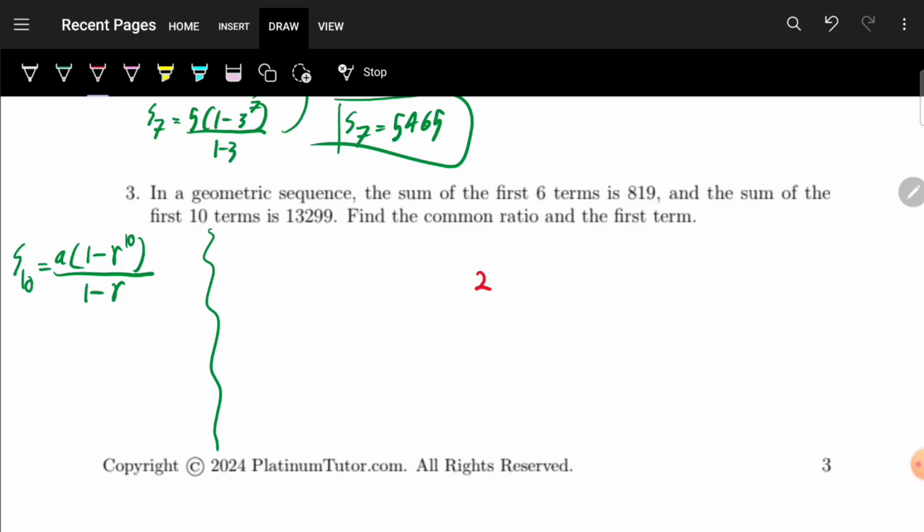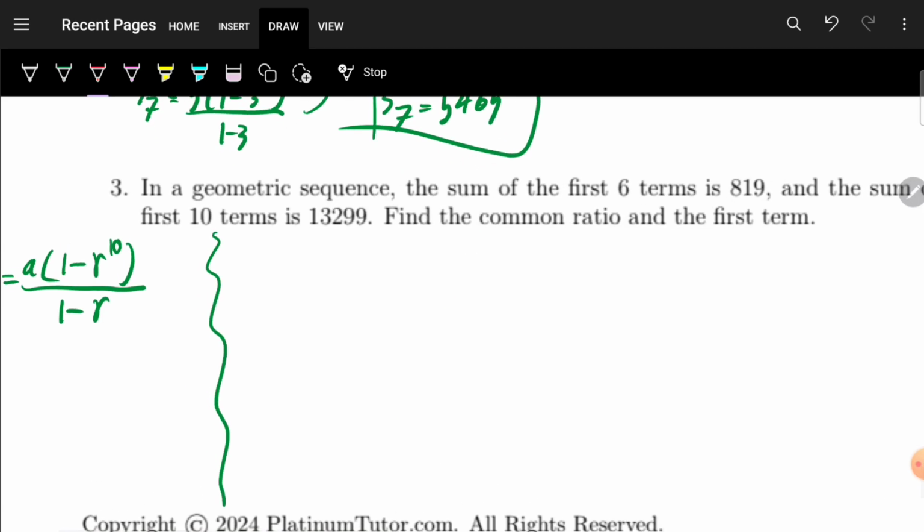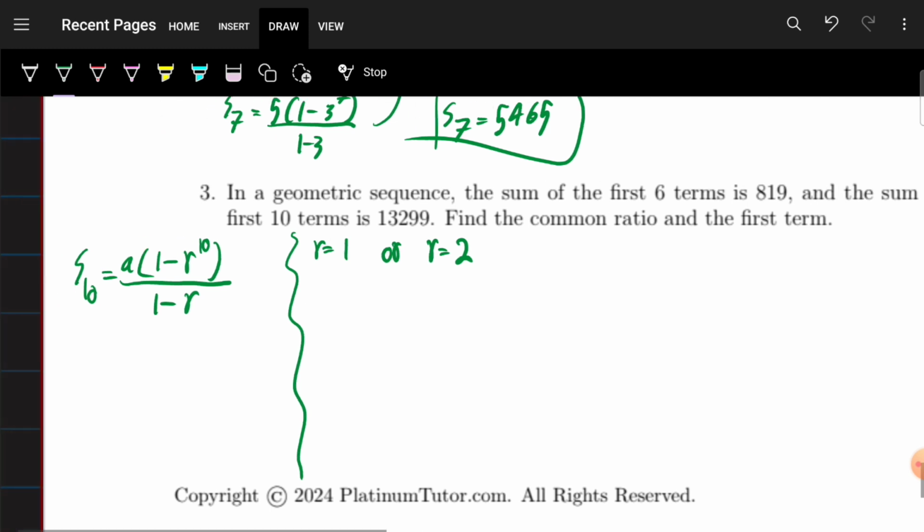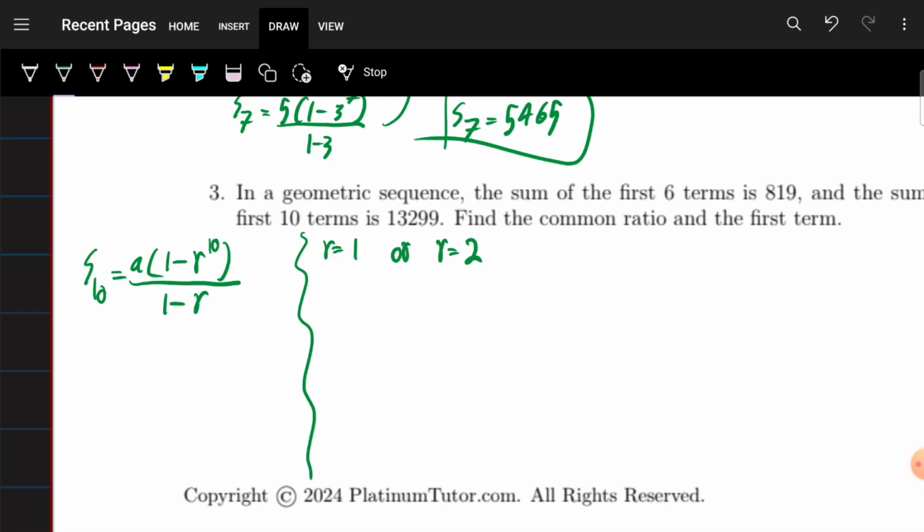And R1 and R2. So r equals 1 or r equals 2. And again, there could be other solutions. So let's do the math for r equals 1 first. Actually, right off the bat, we can see that r equals 1 won't work here.